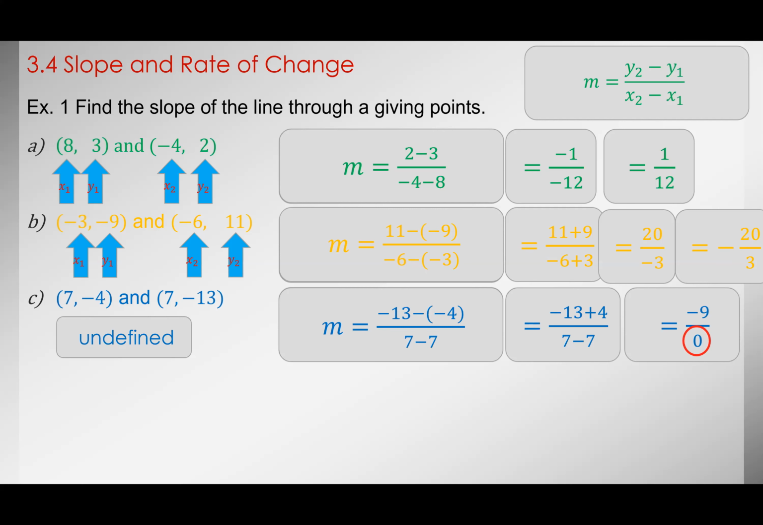And later on, you will see that if you were to graph these 2 points, 7 tells you to go to the right 7 slots, negative 4 tells you to go down 4 slots. And 7 tells you to go to the right 7, and negative 13, as you can see, is just a straight line at x equal to 7. Okay, but regardless, looking at this here, that's the question on why this is an undefined slope.